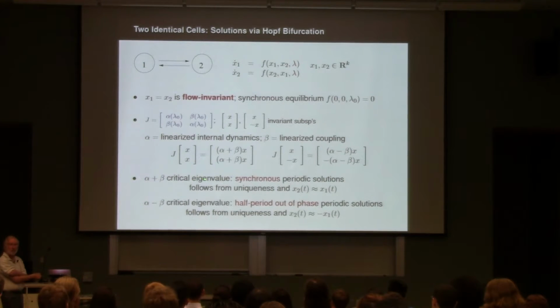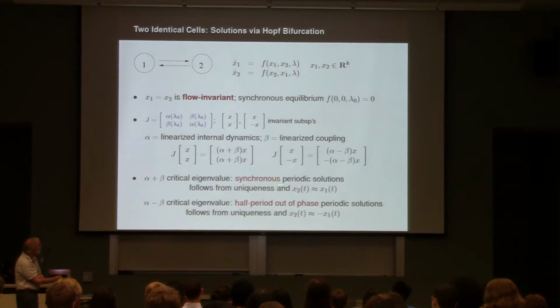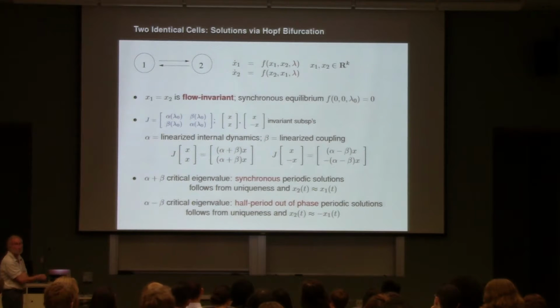If you're thinking of Hopf bifurcation, if the critical eigenvalue of J comes from alpha plus beta, then you will get synchronous periodic solutions in Hopf bifurcation. And the reason is that x2 of t will be approximately x1 of t.